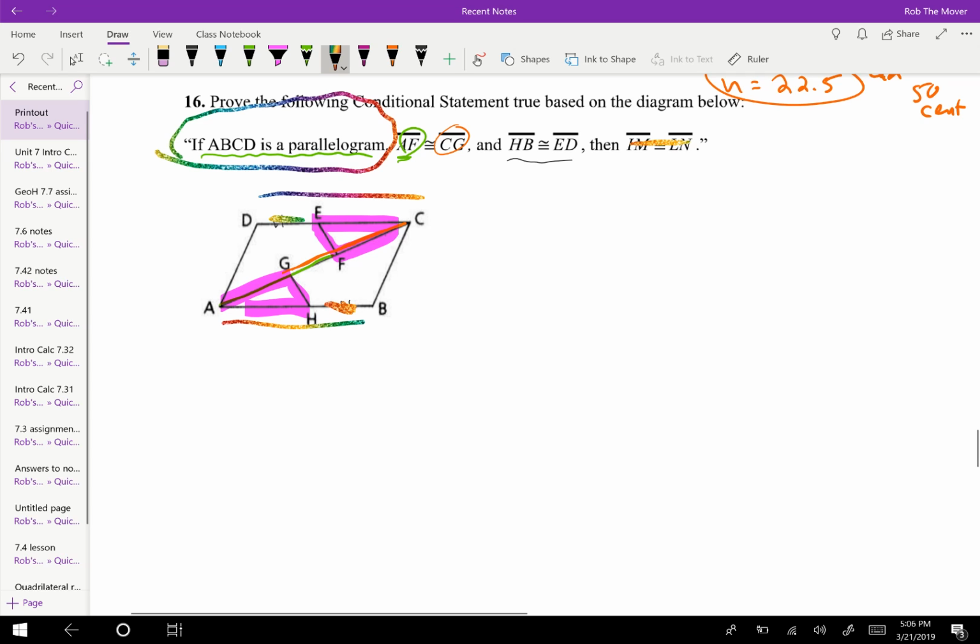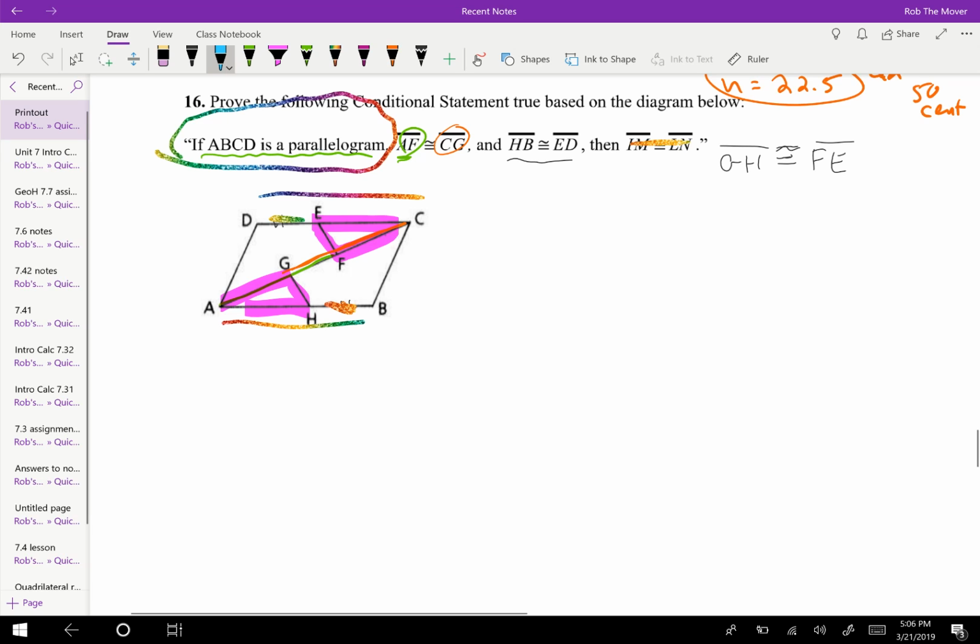And this has been changed, right? I believe we're trying to prove GH congruent to FE. Okay? Trying to prove GH congruent to FE. Oh, GH and FE, but lo and behold, those are in my triangles.